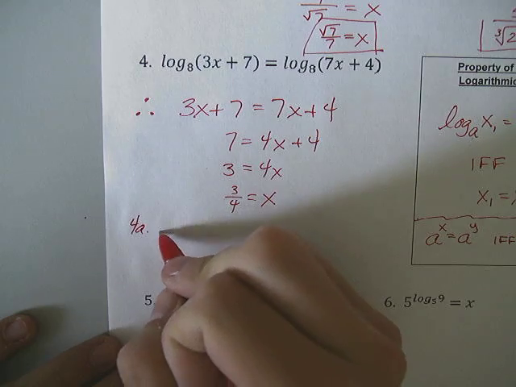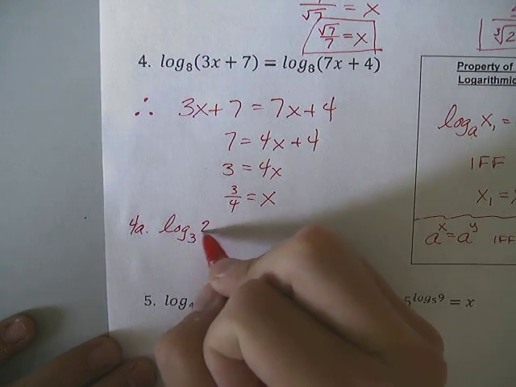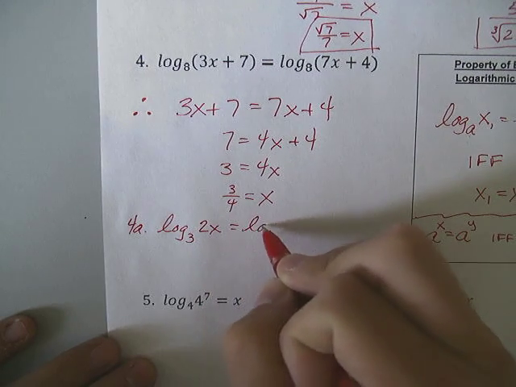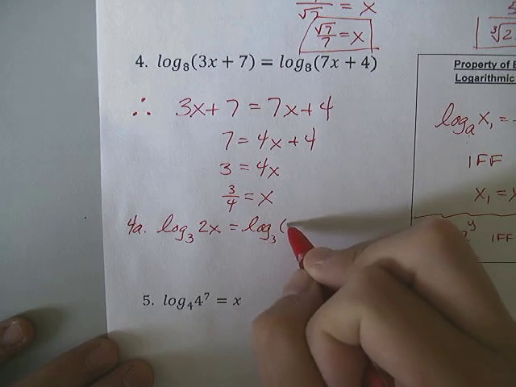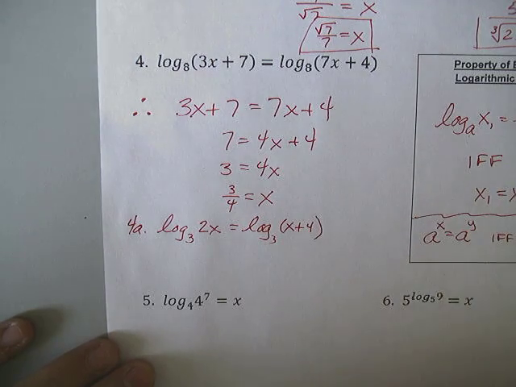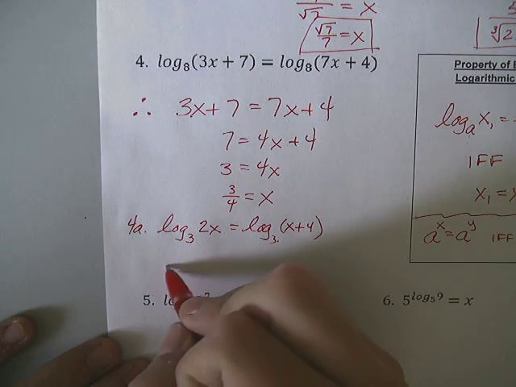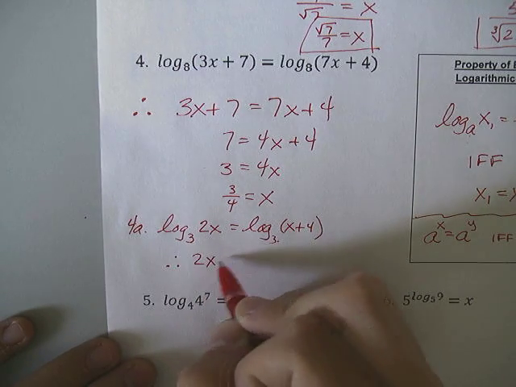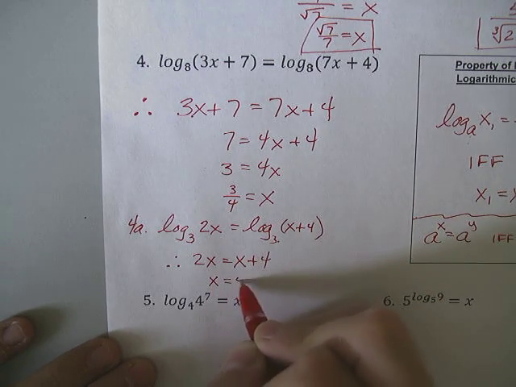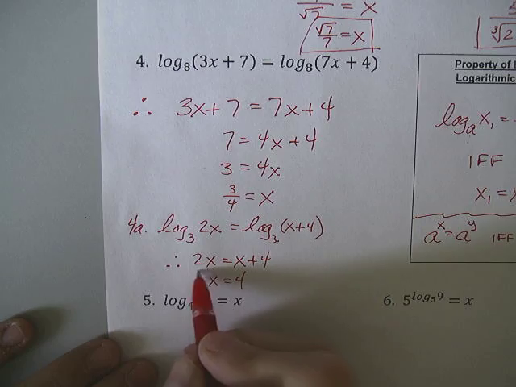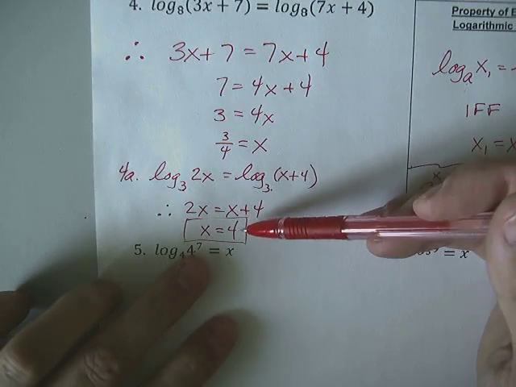For instance, let's do one more. We'll just add one in here. Let's say log base 3 of 2x equals log base 3 of x plus 4. Now notice they had the same bases here, so therefore we could say that 2x equals x plus 4. Solve, x has to equal 4. Simple as that.